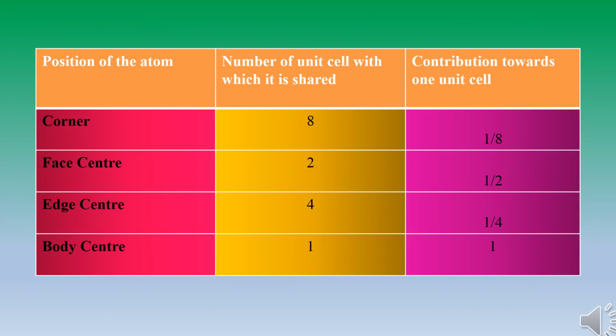Here is the position of the atom, number of unit cells with which it is shared, and the contribution towards one unit cell. First, corner atom. It is shared with the other 8 unit cells, hence its contribution is 1 by 8. Second one is face center. It is shared equally with other 2 unit cells, hence its contribution is 1 by 2. Edge center atom. It is equally shared with other 4 unit cells, hence its contribution is 1 by 4. Body centered atom. It is shared with only one unit cell, hence its contribution is 1.